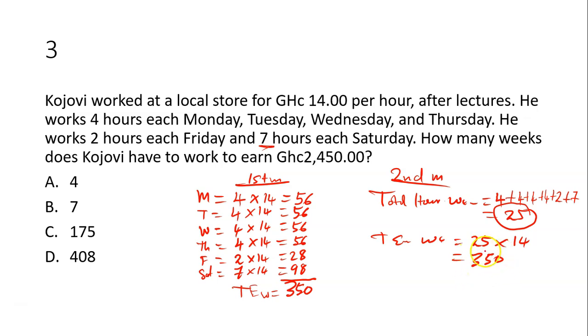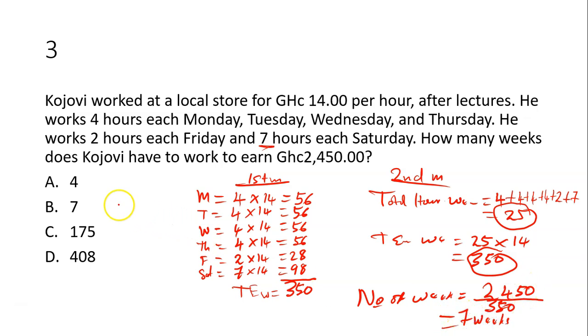So for the week, he earns 350. Now to know the number of weeks should be total earning, which is 2,450, divided by weekly earning, which is 350. So check: 2,450 divided by 350 will give you 7 weeks. So the correct answer for question 3 is B, 7. Let's proceed to the next question.